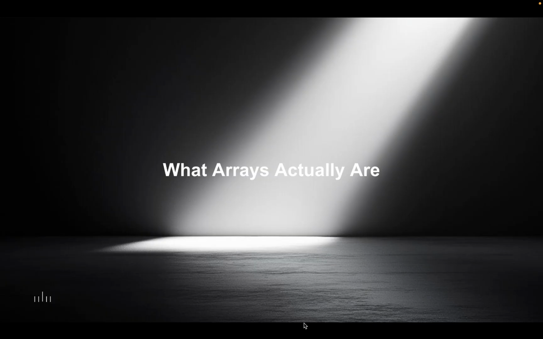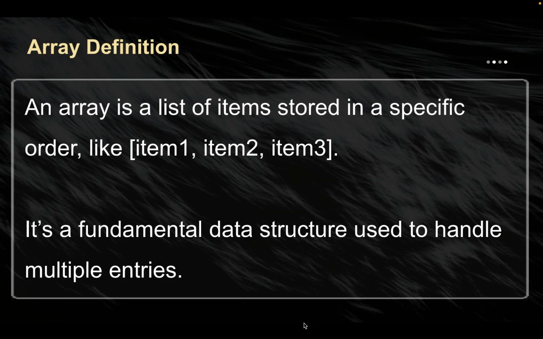Now, what are actually arrays? An array is a list of items stored in a specific order, like item 1, item 2, item 3. So this is how an array looks. Each of the items can be accessed individually. It is a fundamental data structure used to handle multiple entries.